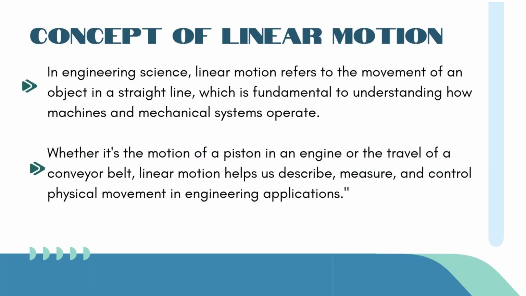Linear motion simply means moving in a straight line. Whether it's a lift moving up a building or a robotic arm shifting parts on an assembly line, linear motion helps us understand and control how machines function. It's one of the most basic but essential forms of motion in engineering.